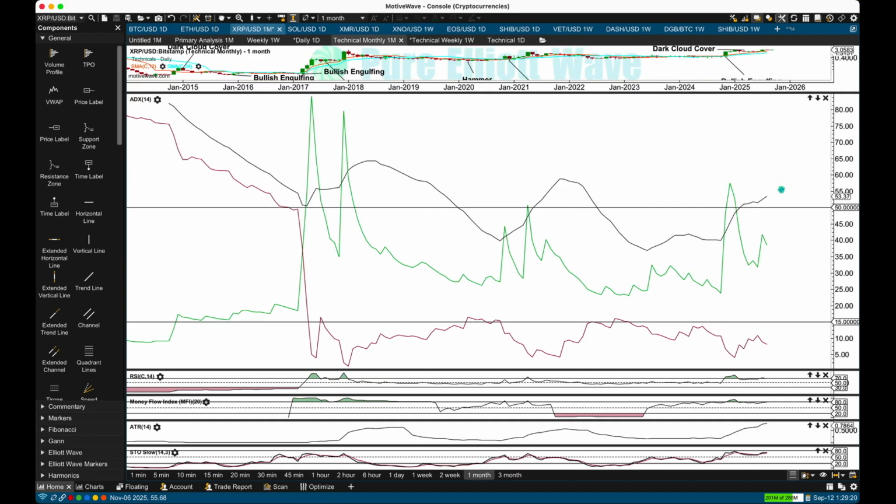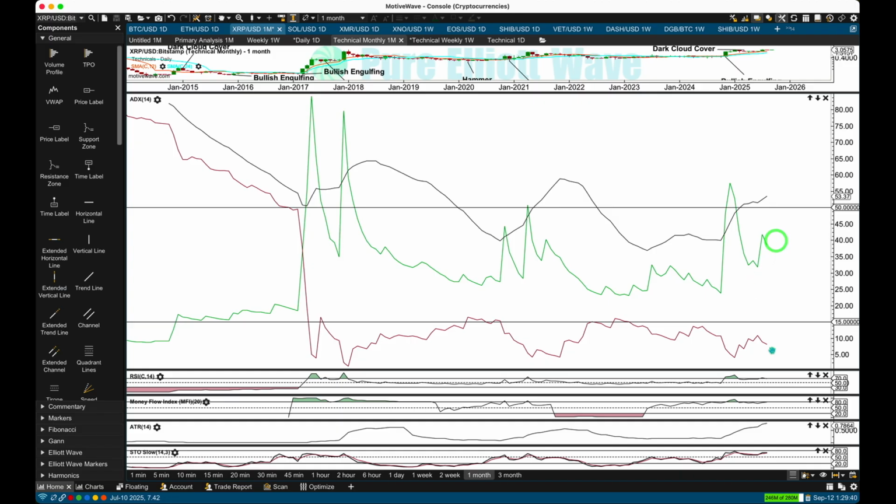ADX is really important. It tells us what trend state the market may be in. However, it is a lagging indicator. It is based on a 14-period average here, 14 months, because we're looking at a monthly time frame, a monthly chart. ADX, the black line, has a positive slope. That tells us the market is trending.